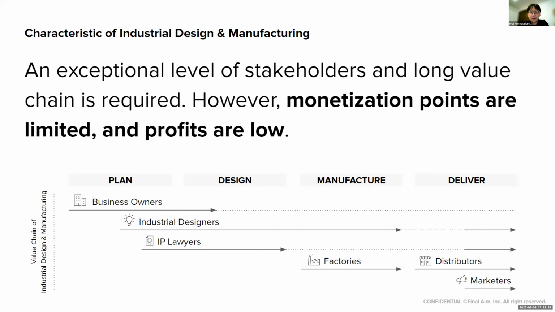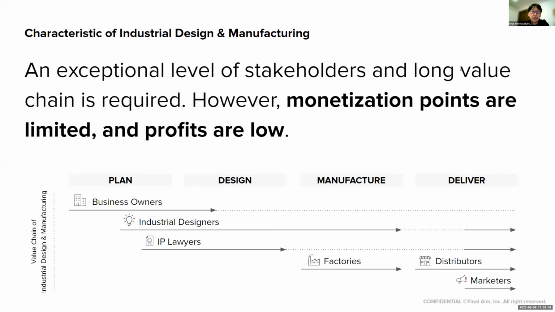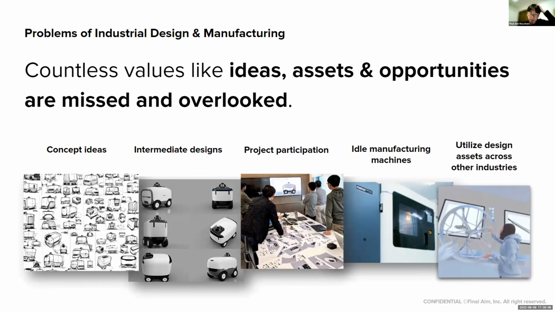And the characteristic of industrial design and manufacturing is that an exceptional number of stakeholders and a long value chain are required. However, monetization points are limited and the gross profit ratio is not high. This is a characteristic of industrial design. However, I and my team know detailed insight about the industrial design market, and in this problem, we see countless valuable ideas, assets, and opportunities missed and overlooked.